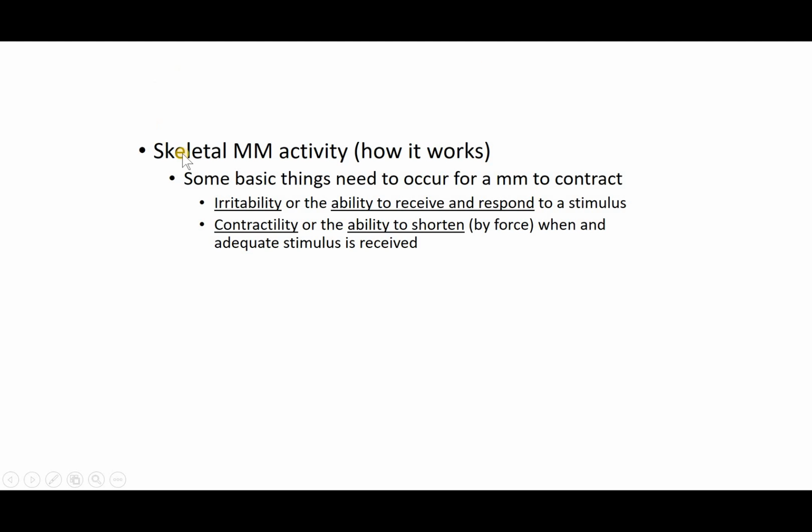Okay, so bottom line is the nervous system must communicate to our muscle system in order for it to work. We need the irritability, which is the ability to receive and respond to a stimulus. We need the contractility, which is the ability to shorten when an adequate stimulus is received. Okay, now this is setting you up for the action potential that we'll talk about soon.